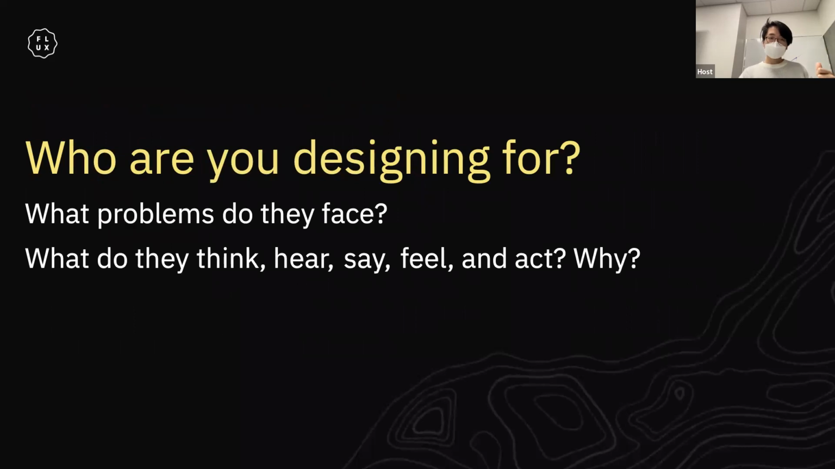And by that, you're really going to try to figure out what problems they are really facing, and what do they think, hear, say, feel, and act. So that's like the traditional empathy map we say with the 4 dimensions of what people think, hear, say, feel, act. Why do we want to even understand these?